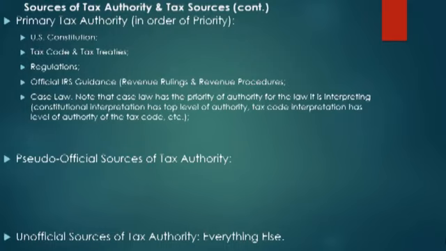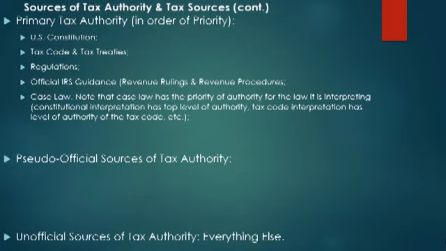Next, you have case law. It's important to note with case law, the level of authority is going to vary depending on what the case is interpreting. So if the case is interpreting a constitution, then the case law is going to have basically a level of authority just below the Constitution. So it could be overridden, but case law interpreting the U.S. Constitution and tax law is going to have very, very high authority.